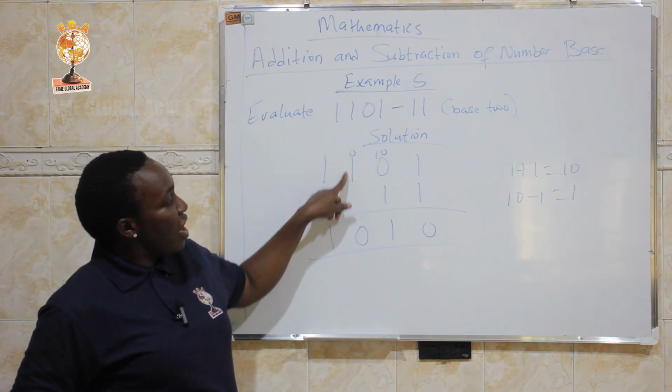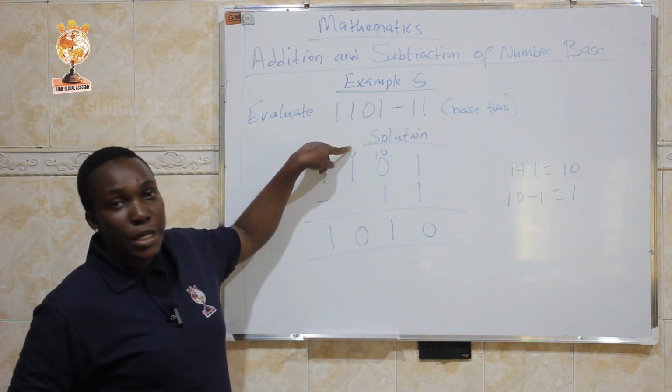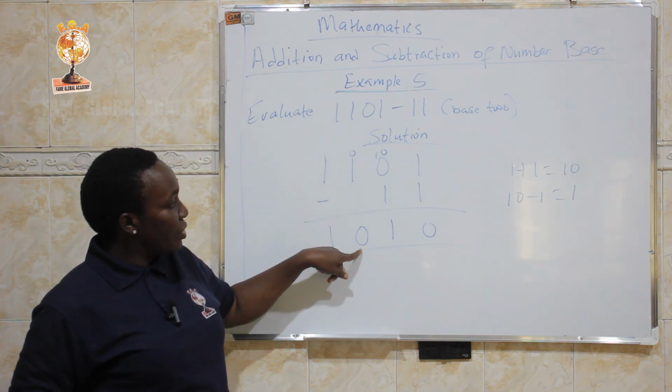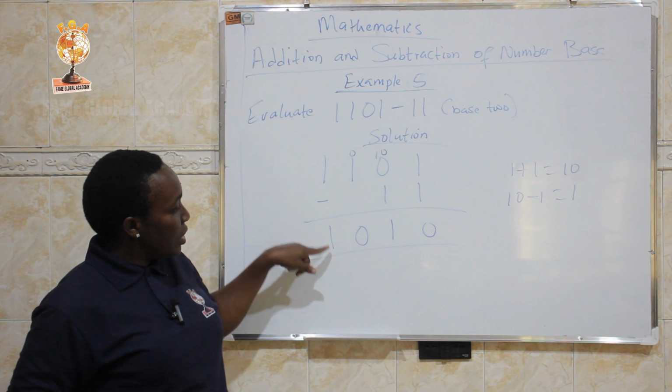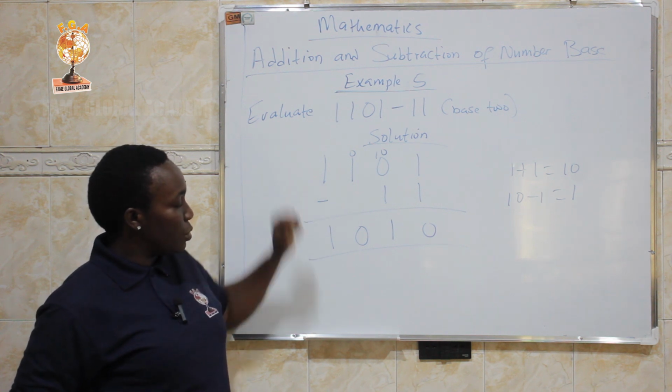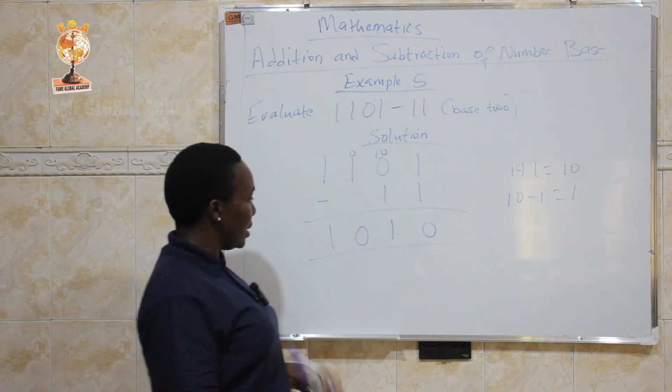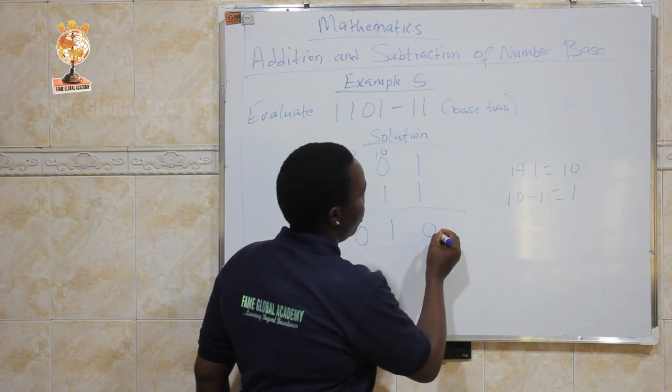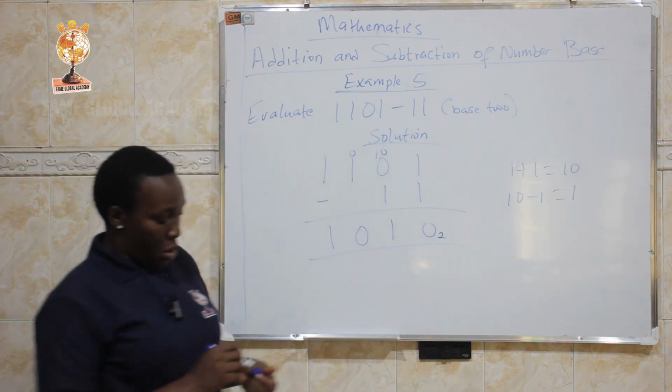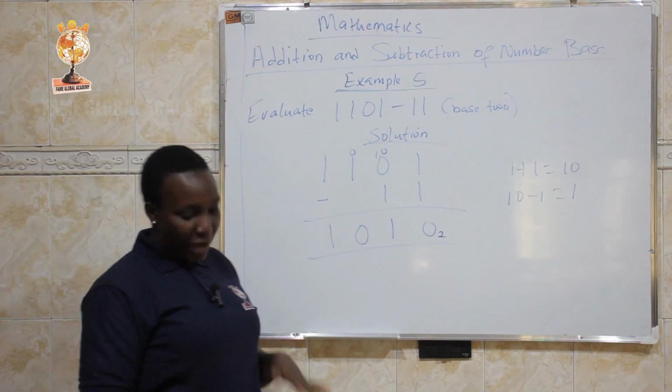Then here, remember you have borrowed this one out. So what is remaining is 0. So that's what we brought down here. And this last one is this because there is nothing here to subtract from. So our answer is 1, 0, 1, 0 is 2. Alright, so this is our example 5.